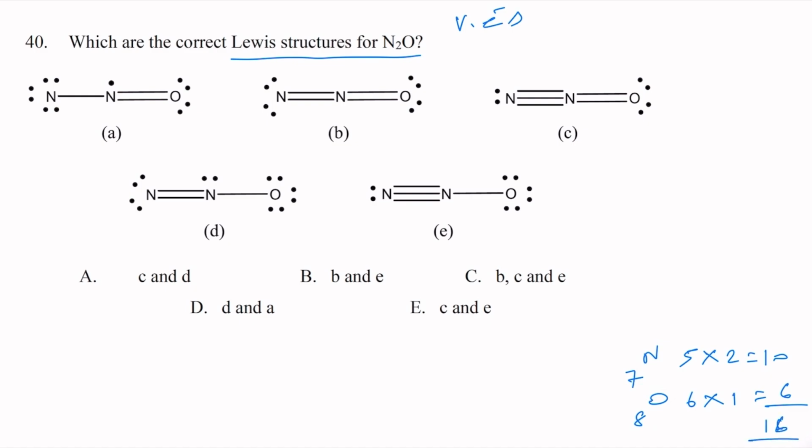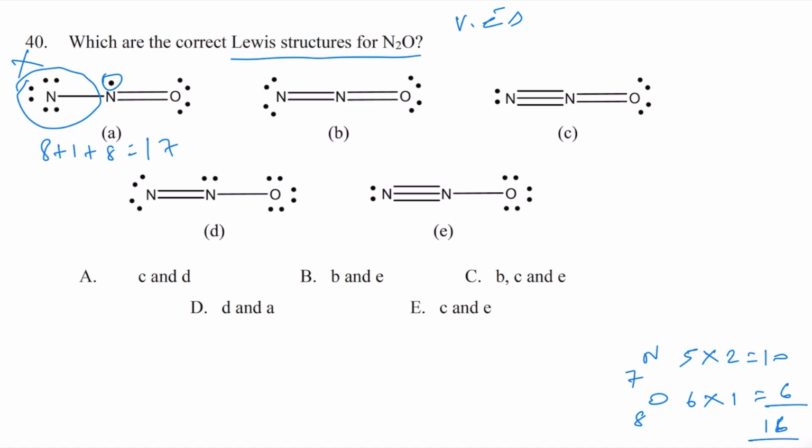Therefore, in the given structures, if the count is below 16 or above 16, then we should ignore those structures. In A we could already see an odd electron. We have 3 lone pairs and 1 bond pair, that is 8, plus 1 odd electron, plus 2 bond pairs, 2 lone pairs, 8 again, which means 17 in total. Therefore, this is not a valid Lewis structure for N2O because we should have only 16 valence electrons, not 17.